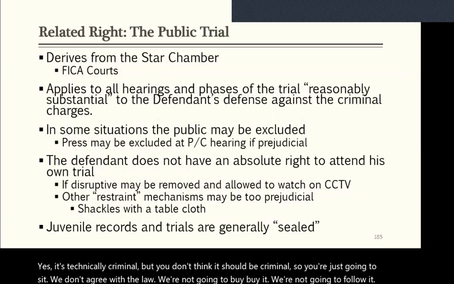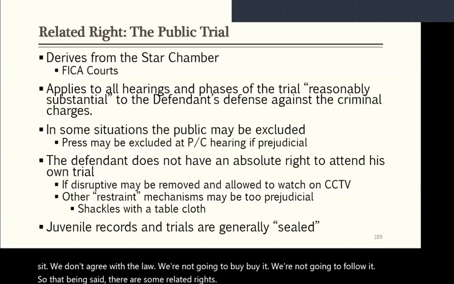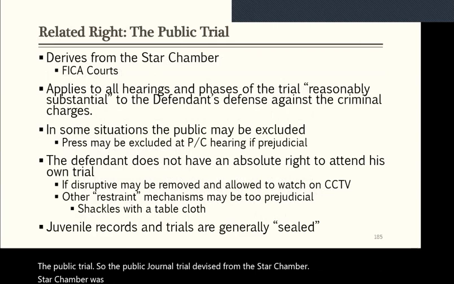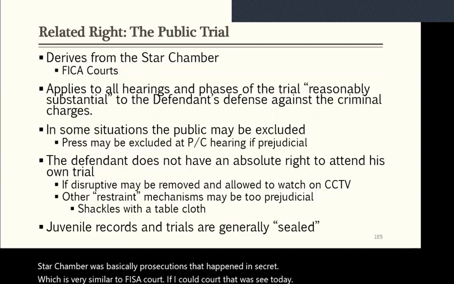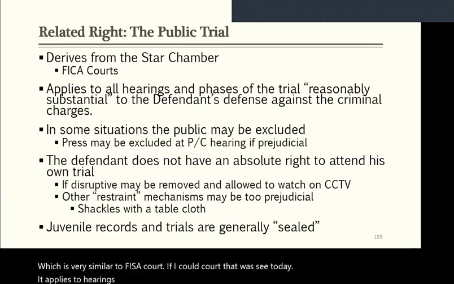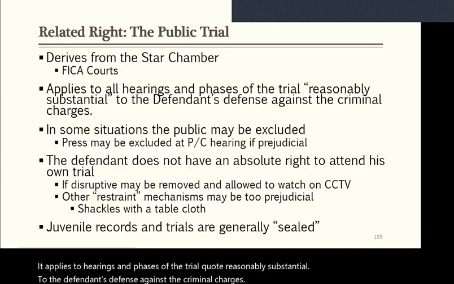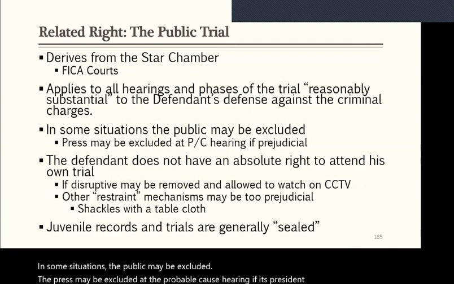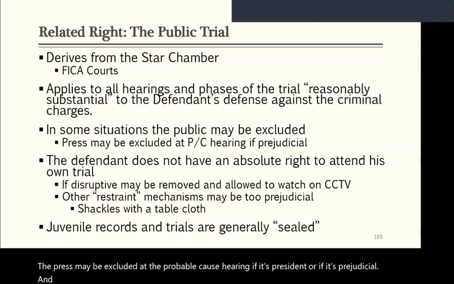So that being said, there are some related rights. The public trial derives from the Star Chamber. A Star Chamber was basically prosecutions that happened in secret, which is very similar to FISA court that we see today. It applies to hearings and phases of the trial, quote, reasonably substantial to the defendant's defense against the criminal charges. In some situations, the public may be excluded. So the press may be excluded at the probable cause hearing if it's prejudicial, and we might exclude the public if you have a child testifying or something along those lines.